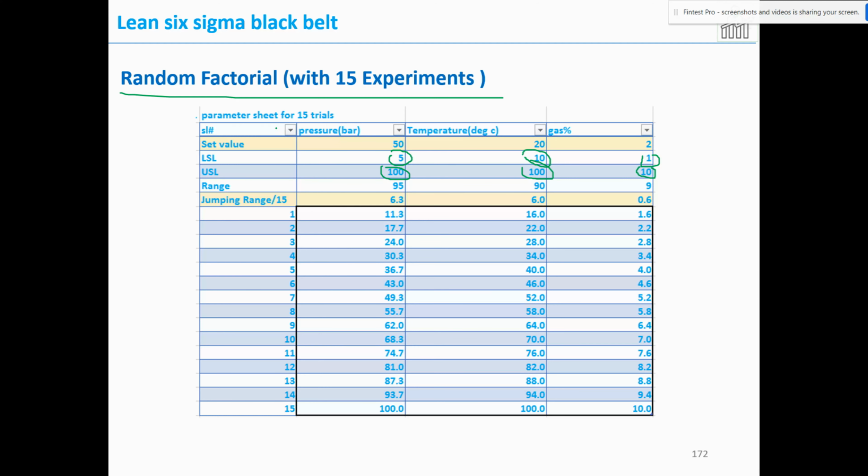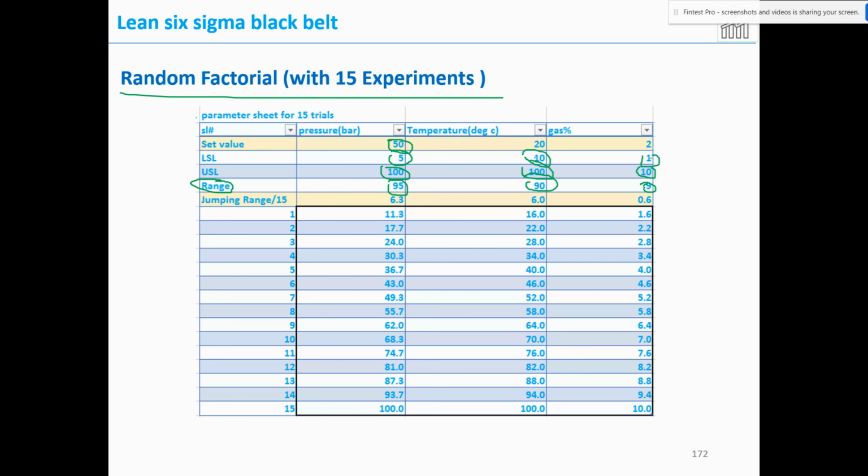Just with 15 experiments, when the input has more potential to change and do many experiments, we use the random factorial. What we'll do is take the range. Now if you see, the pressure can be changed from 5 to 100, so 95 is the range. Then temperature, 10 to 100, 90 is the range. Gas percentage, 1 to 10, 9 is the range.